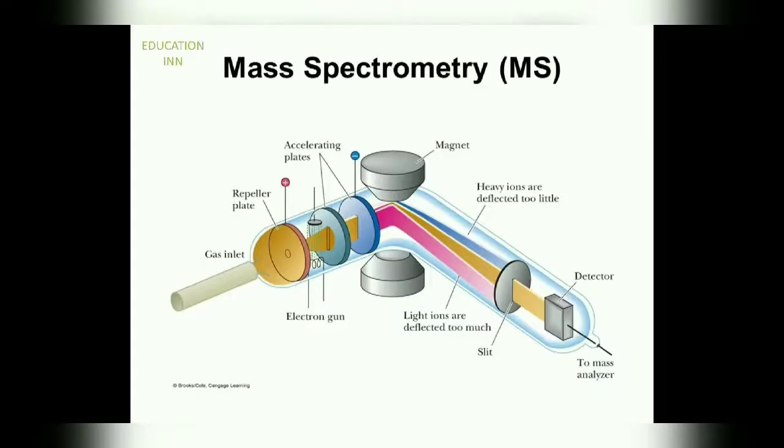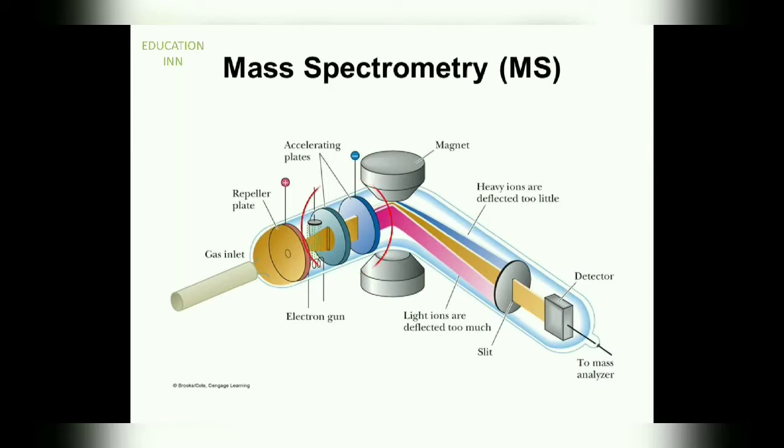This is the diagram of a general mass spectrometer. It has various parts, various chambers, each of which has its own and specific function. First of them is the gas inlet through which the sample enters the mass spectrometer. The next one is the repeller plate, which has positive charge. It is used to repel the positively charged created ions.